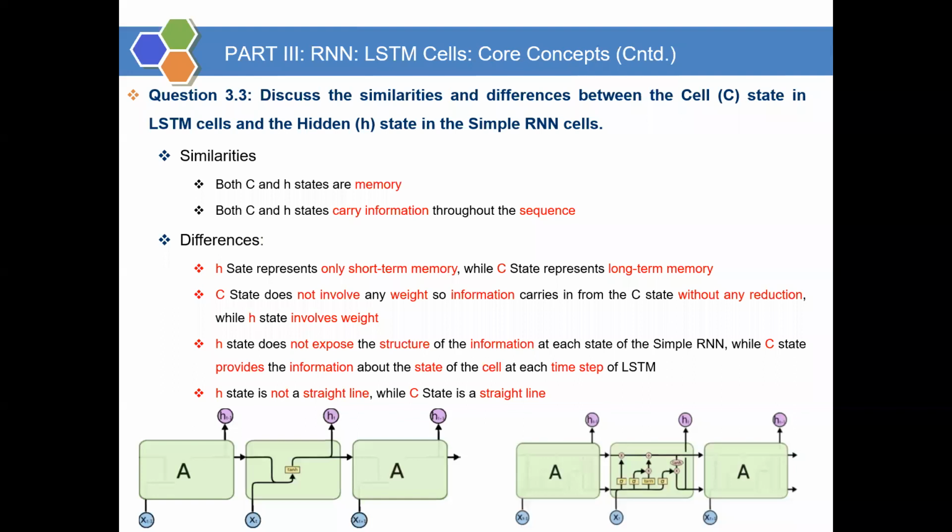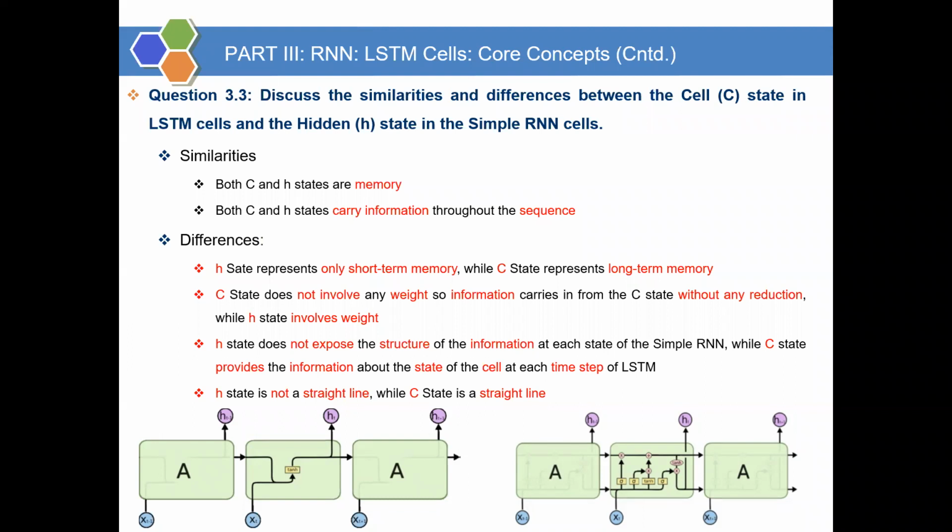Question 3.3. Discuss the similarities and differences between the cell state in LSTM cells and the hidden state in the simple RNN cell. Similarities. Cell state aligned with hidden state make the memory of the LSTM neural network. Likewise, hidden state is the memory of the simple RNN. Both cell state and hidden state can carry information throughout the processing of the sequence and transfer information from the earlier to the later cells.